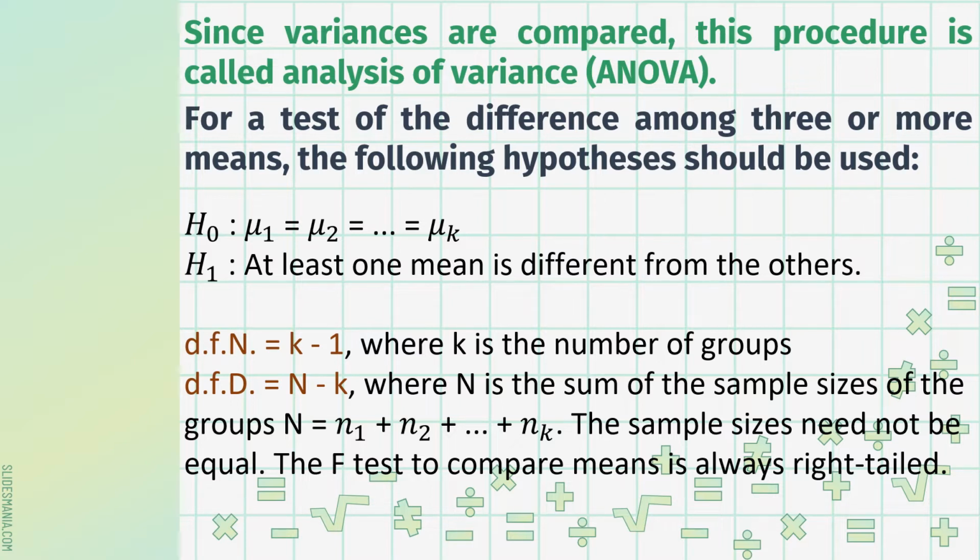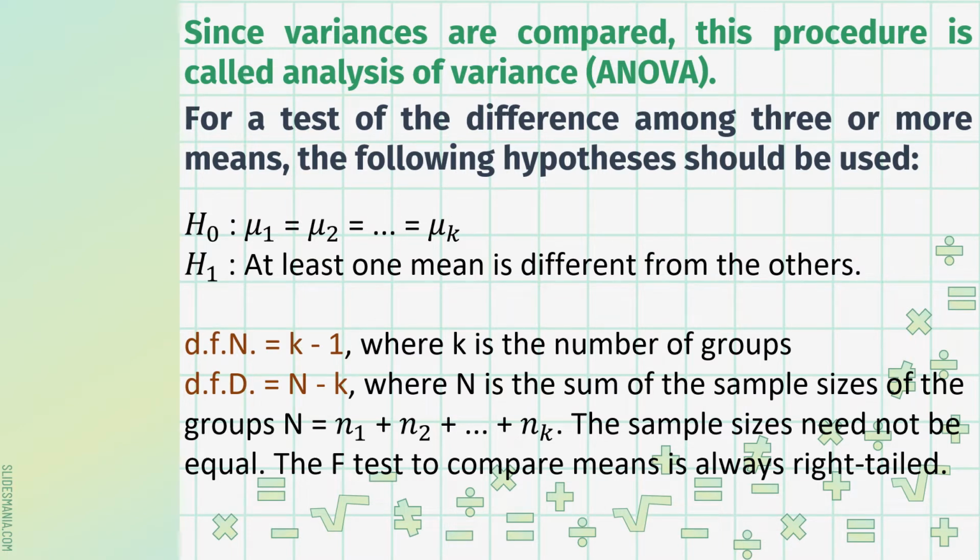So the null hypothesis just states that all means are equal, meaning mean sub 1 is equal to mean sub 2 is equal to up to mean sub k. And for the alternative hypothesis, at least one mean is different from the others.